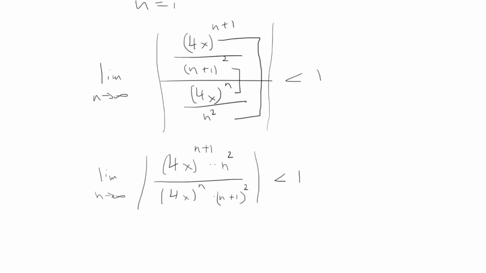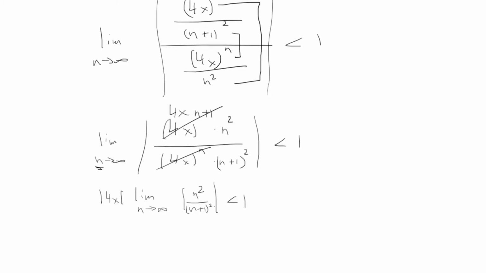The nice thing is I can simplify 4x to the n plus 1 and 4x to the n. There's only going to be 4x left, and I can factor that out since it does not depend on n. And so I have the limit as n approaches infinity, absolute value of n squared over n plus 1 squared. And we want this thing to be less than 1.